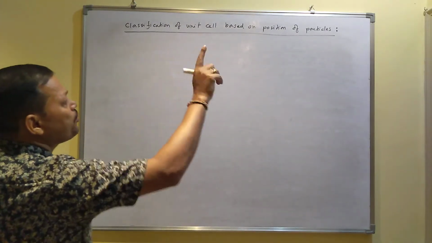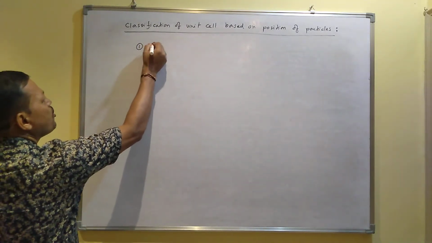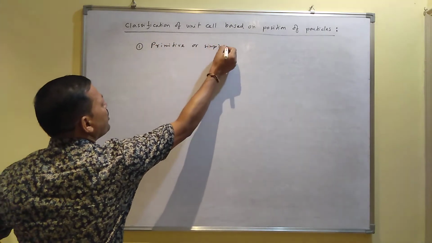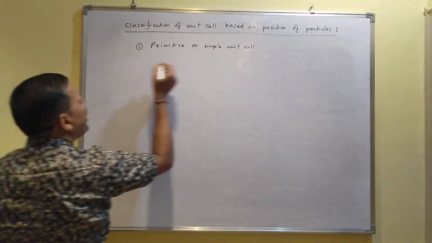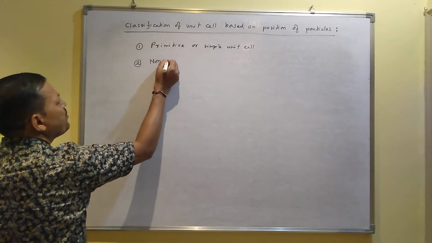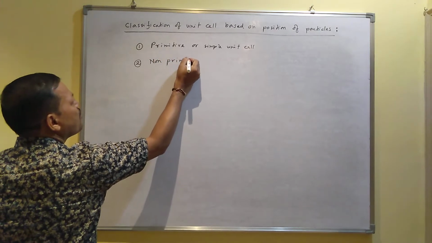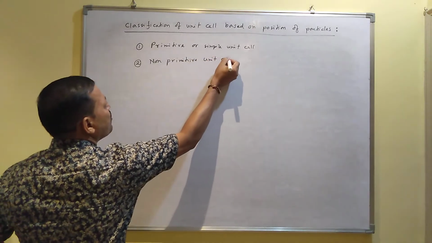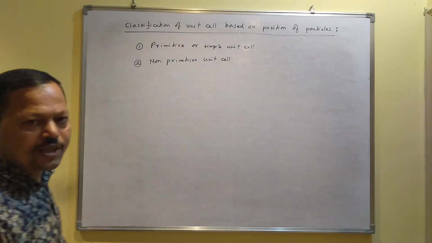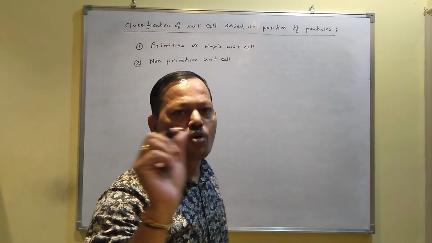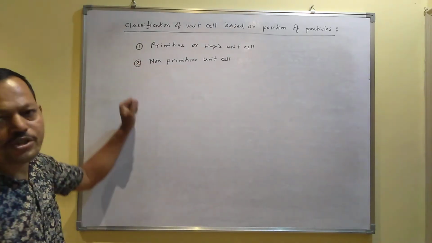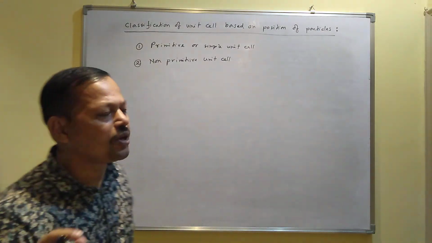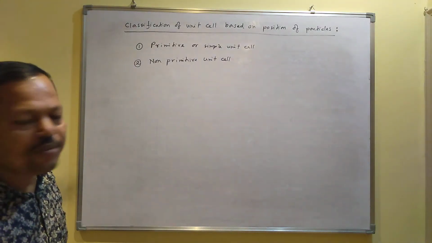So classification of unit cell based on position of particle: one is called primitive or simple unit cell, and one is called non-primitive unit cell. A unit cell is said to be primitive or simple when the particles are present only on the corners of the unit cell. And it is called non-primitive when the particles are present not only at the corners but also in some other spatial position.